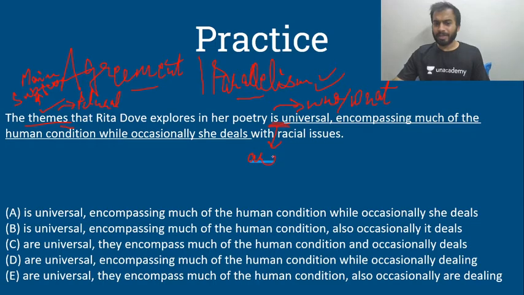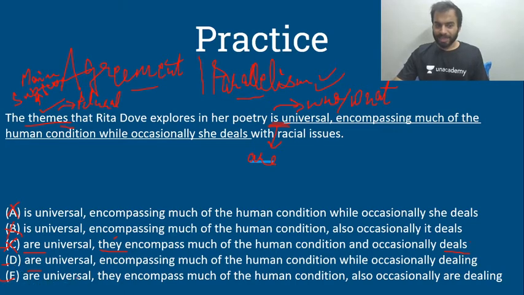So this will become are. So first you eliminate options A and B, don't you? And then you've got C, D, and E. Are universal, are universal, are universal. They encompass much of the human condition and occasionally deals. Will it be they with deals or they with deal, right? So we eliminate C as well because of agreement issues.